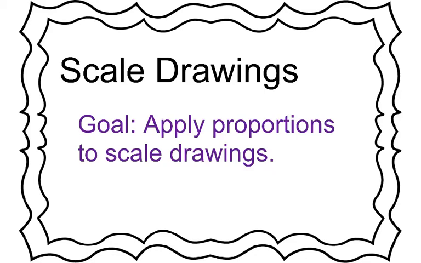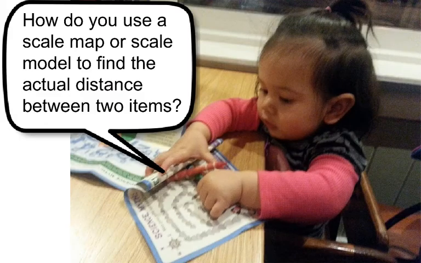In this lesson, you will learn how to apply scale models and scale maps by using proportions and rates. Our goal is to apply proportions to scale drawings. How do you use a scale map or a scale model to find the actual distance between two items? Well, today you're going to use cross products in order to help set up a proportion that can help you find that actual distance. Likewise, if you have the actual distance, you should be able to scale it back to what it should represent on a map.